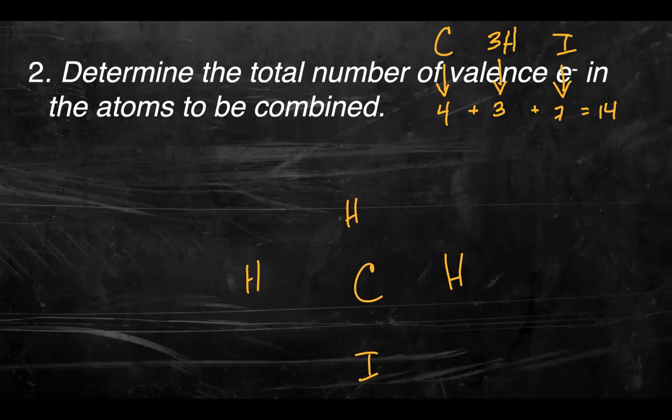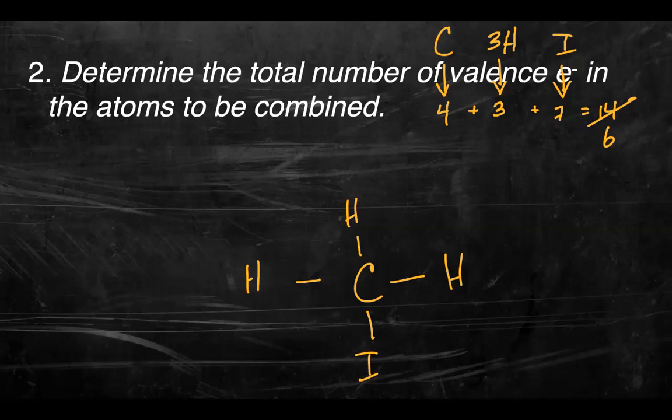Now I'm going to fill in my bonds, and I'm going to start by drawing a long dash between all of the atoms to represent a single bond. And now remember, each long dash represents a pair of electrons. So as I draw the lines, I'm going to count how many electrons I have used of my 14. So here's 2, 4, 6, 8. So I'm down to 6 electrons. I have used 8 and I have 6 left.